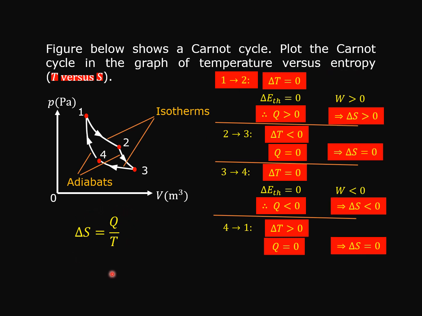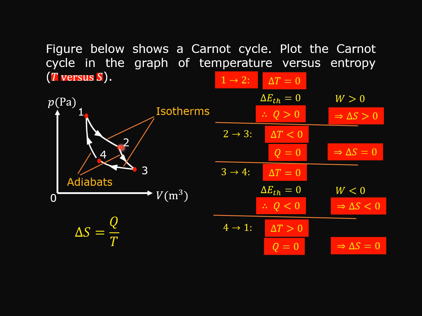The entropy change is given as Q over T, where T is a constant positive value in Kelvin. Therefore, we know that for the process of 1 to 2, since Q is a positive value, delta S should be a positive value. Entropy increases in the first process, isothermal expansion.